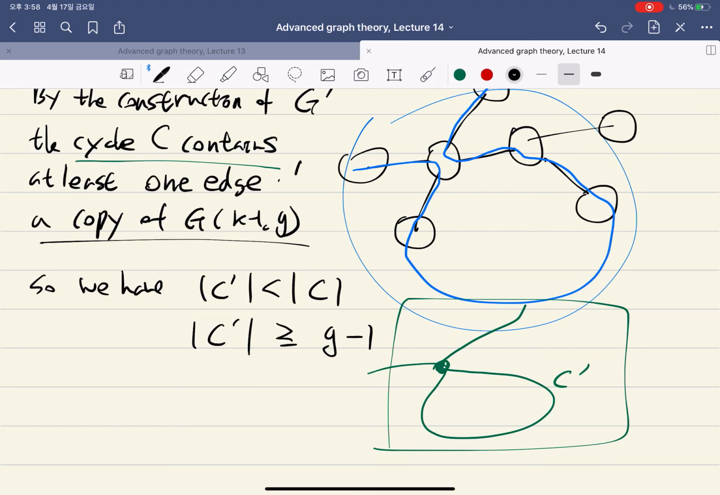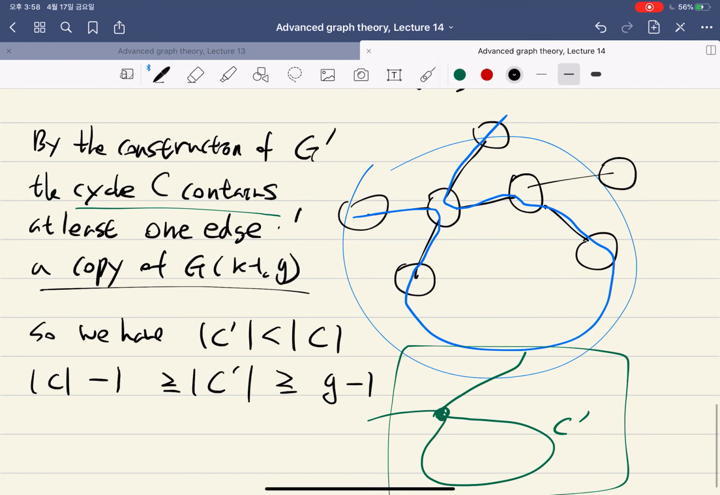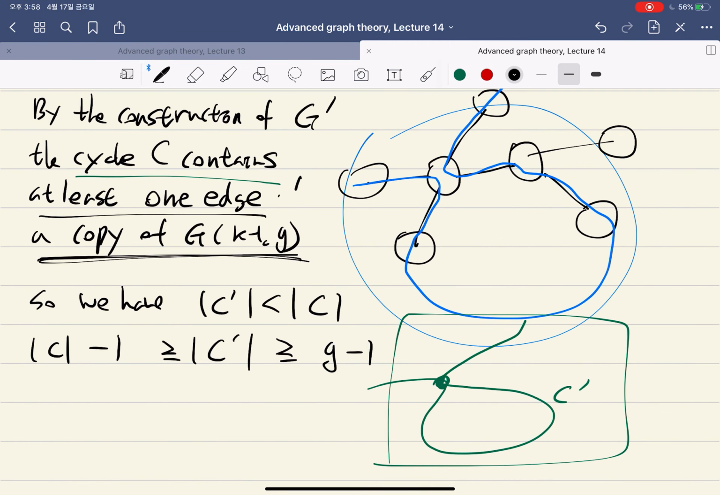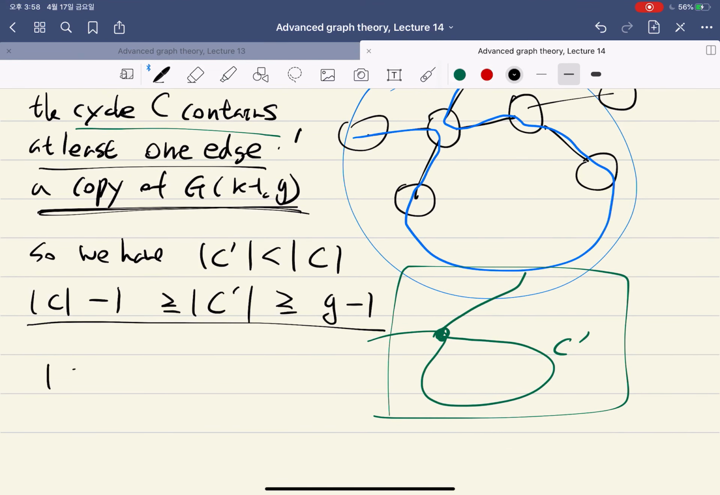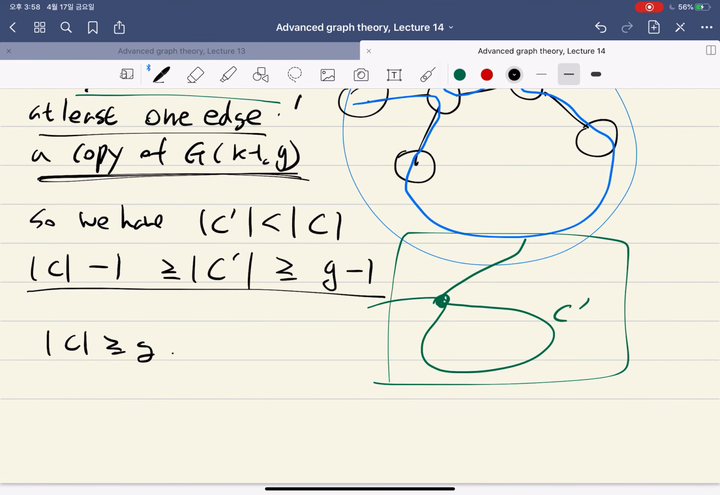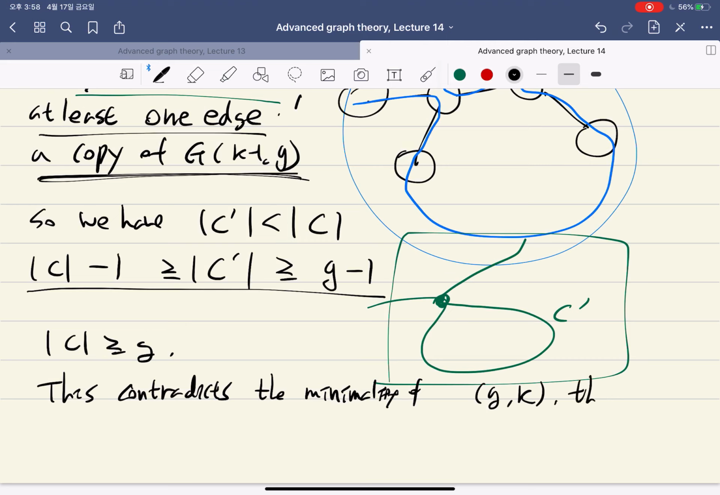And what do we know? And this C prime has, because one edge belongs to a smaller graph. So in this contraction, we lose at least one edge. So we have this inequality. So this shows that the cycle C has length at least G. So this contradicts the minimality of G and K. So this proves the lemma.